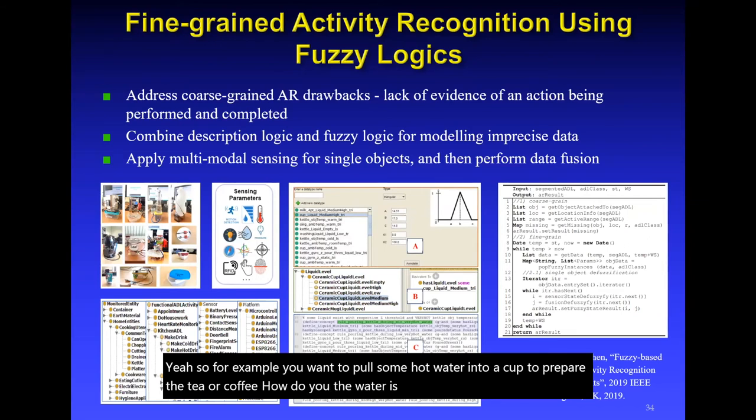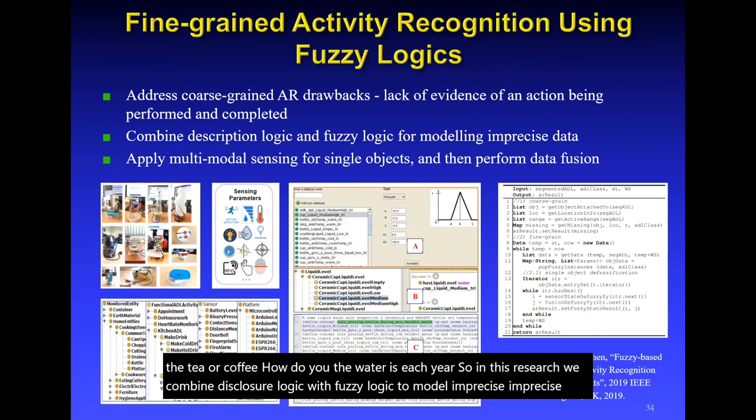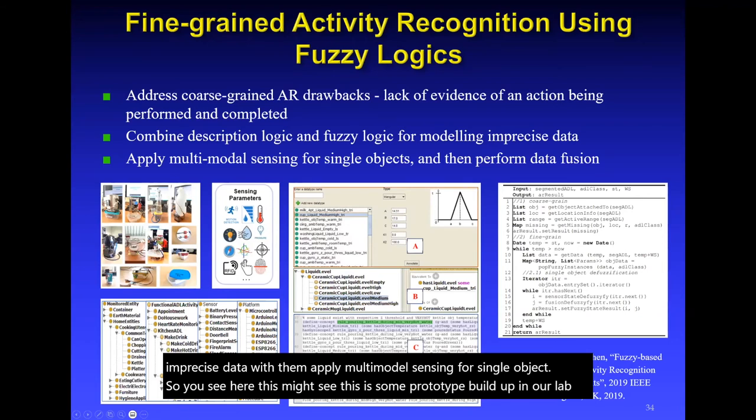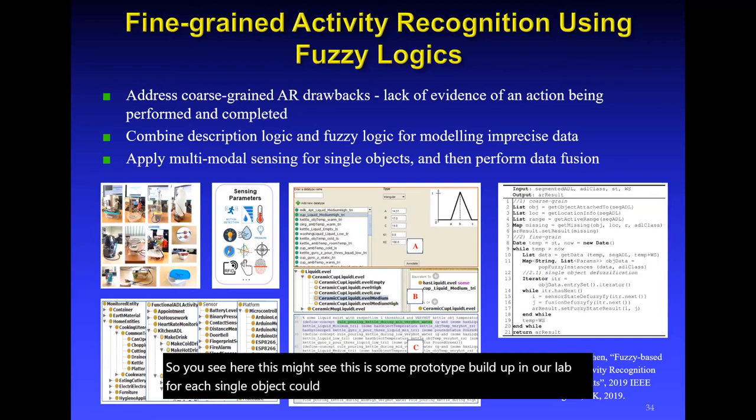So in this research, we combine description logic with fuzzy logic to model imprecise data. We then apply multi-modal sensing for a single object. You see here, this is a prototype built in our lab. For each single object, could be a cup or a kettle, we attach three sensors to measure, for example, the temperature, the level of liquid, or the angle at which you are pouring water.